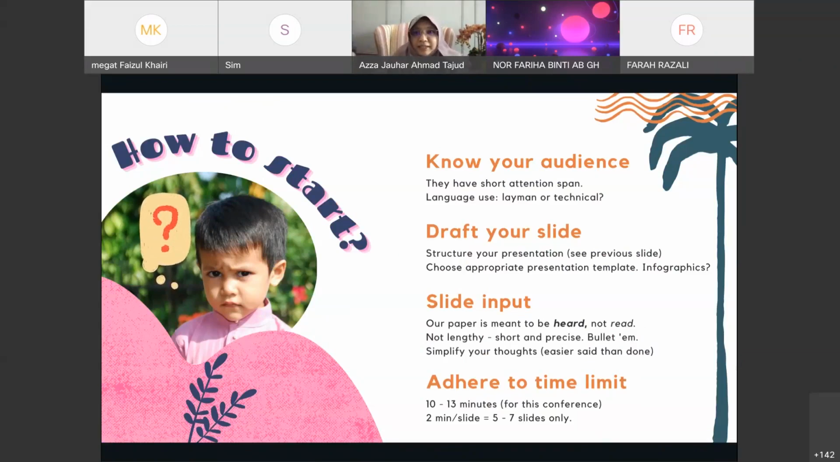Okay, first is you have to know your audience. Siapa agaknya yang akan tengok bebelan kita kejap lagi? Adakah budak-budak? Adakah guru-guru? Adakah pensyarah? Adakah CIC Plus? Adakah geng-geng GPNT ataupun KPM? So we have to know who's our audience.